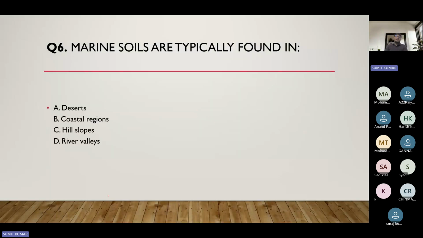Okay, now marine soils are typically found in deserts, not possible. Coastal region, maybe. Hill slopes, I don't think so. River valley, I don't think so. So the correct answer for this question is the coastal region, right?